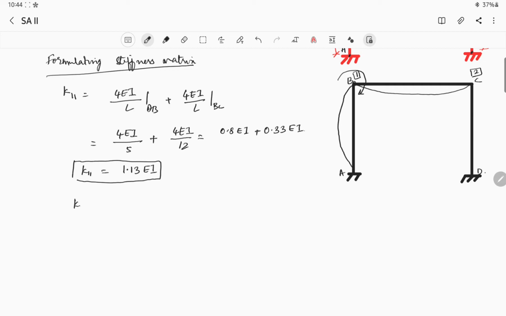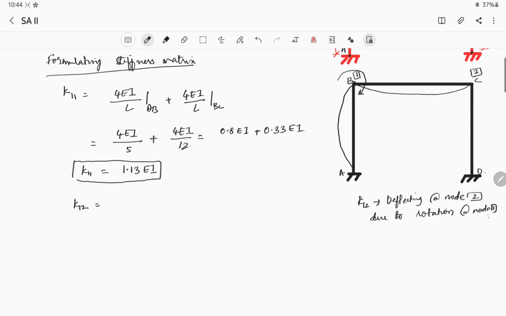So what is K12? K12 is equal to deflection at node 2 due to rotation at node 1. This sentence is very, very important. So what is K12? It is nothing but deflection at node 2 due to rotation at node 1.